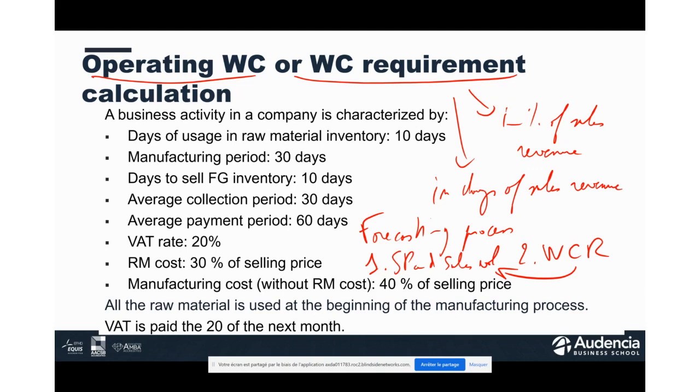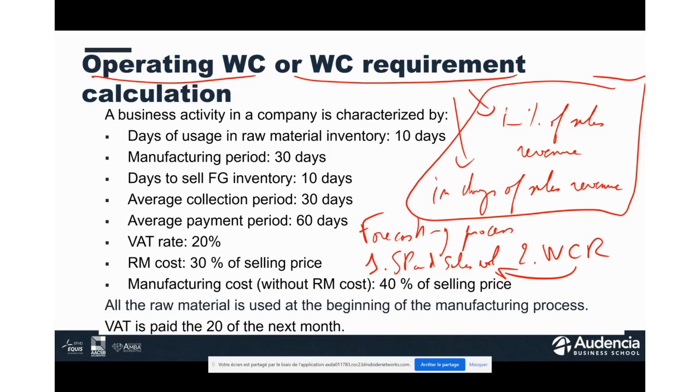So it's why we want the working capital requirement or the operating working capital in function of the sales revenue, because in the forecasting process, the working capital requirement will come after the commercial part.